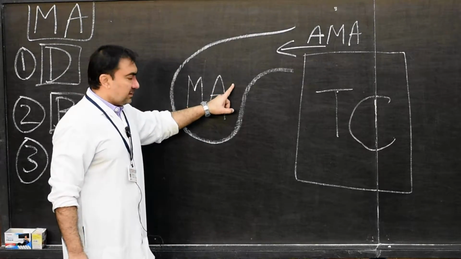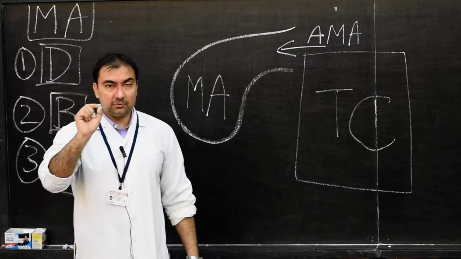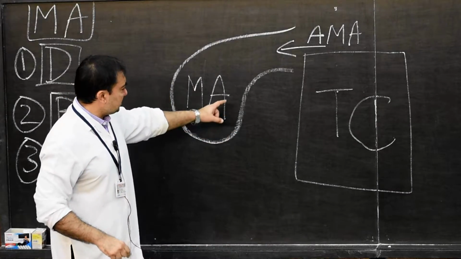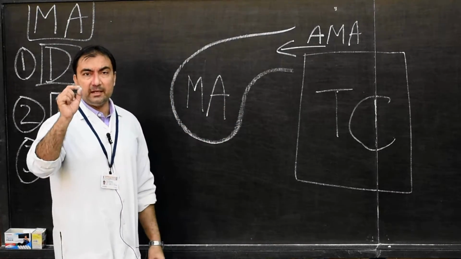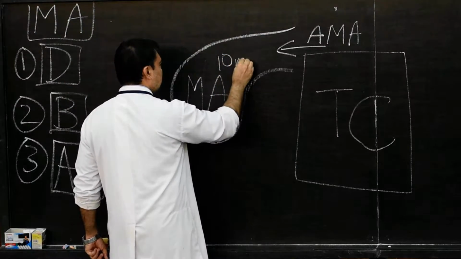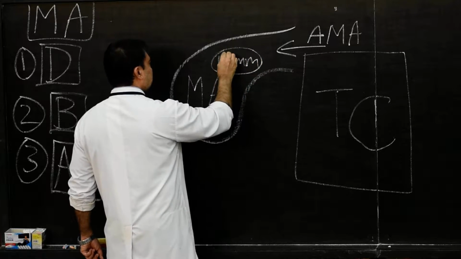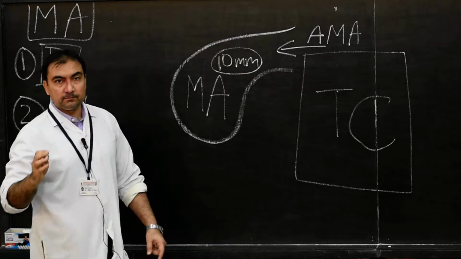Now, this mastoid antrum will be of adult size at birth. Please note down. The measurement of mastoid antrum will be around 10 mm. Size of it will be 10 mm. It will be of adult size at birth.